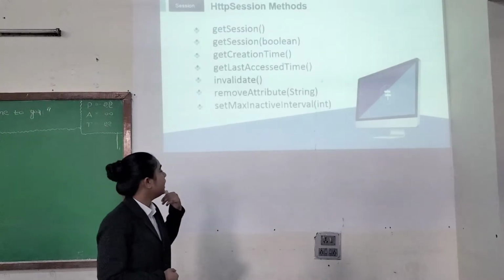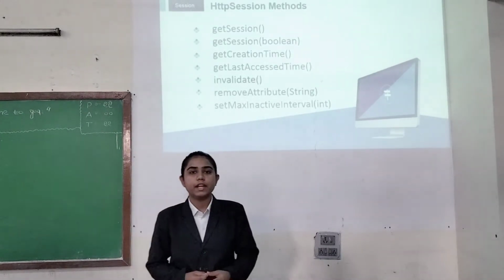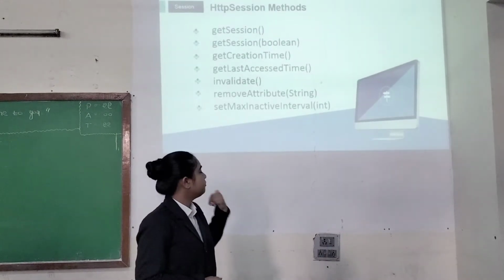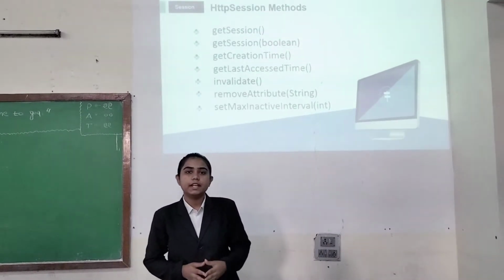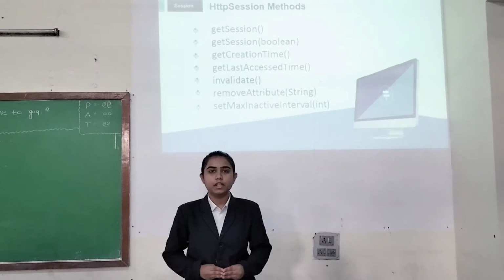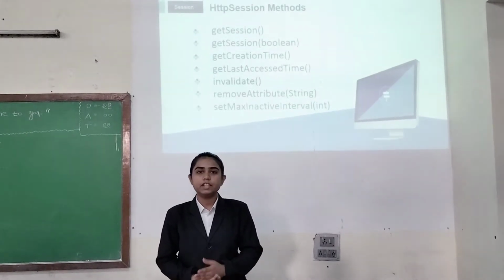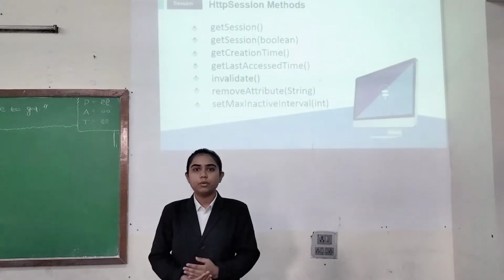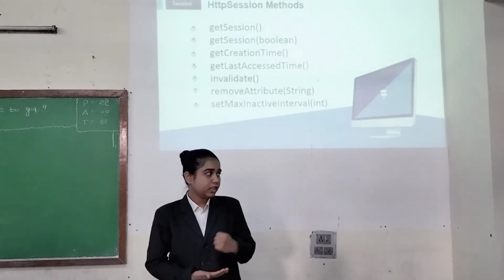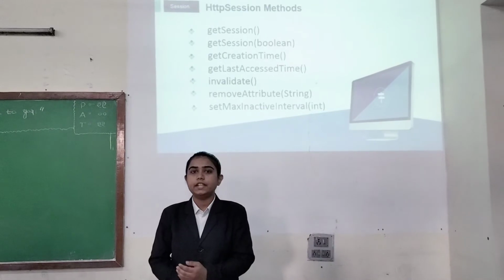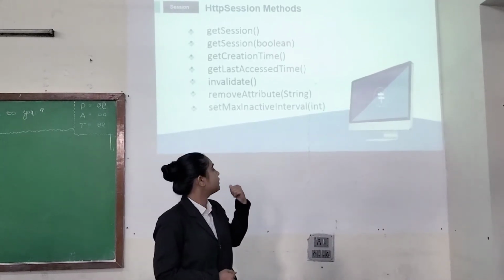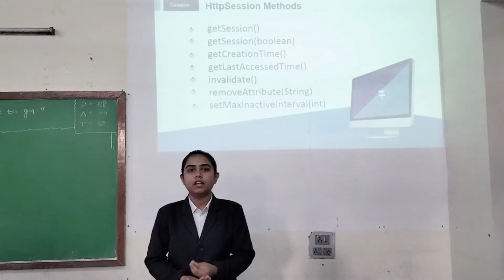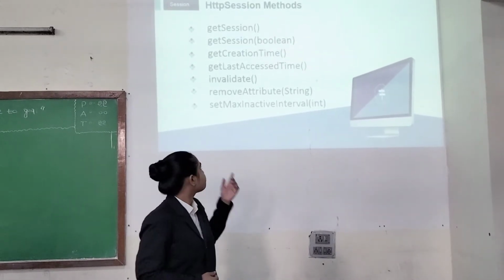First is getSession. getSession is used to get the value of a session. Second is getSession with a boolean. We can write the getSession method in two ways: one without a parameter and second with a boolean parameter. Whenever we write getSession(true), if no session is created, then it creates a session. And whenever we write getSession(false), if no session is created, then it returns a null value and does not create any session.